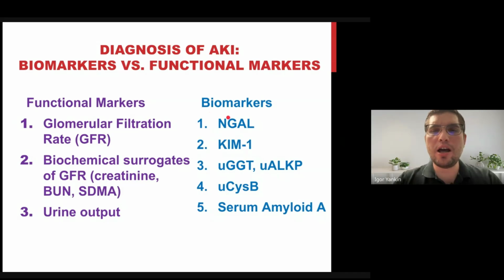There are a lot of different biomarkers you can read about, and there are a lot of studies. A lot of them are in the research setting, so you may not have access to them, but these are biomarkers you can actually get access to on a commercial basis. And potentially some of them even have point of care snap testing that you could do right now if you purchase them from different companies. Things like NGAL, KIM1, urine GGT, urine alkaline phosphatase, urine cystatin B, and serum amyloid A. So we'll touch on some of them.